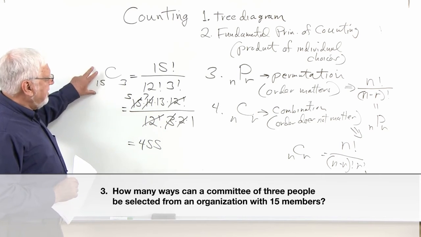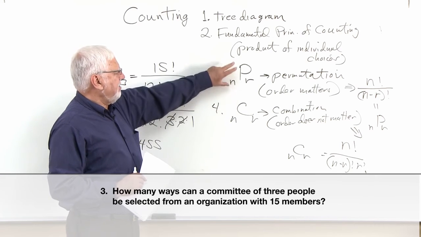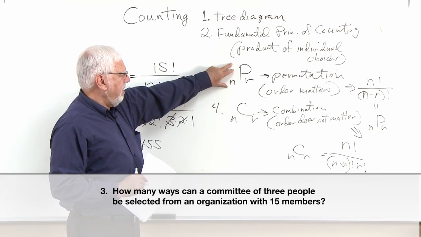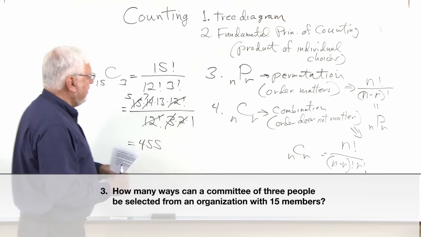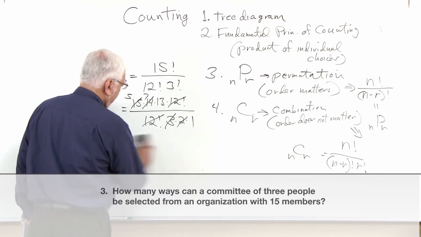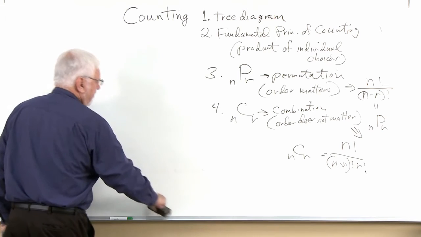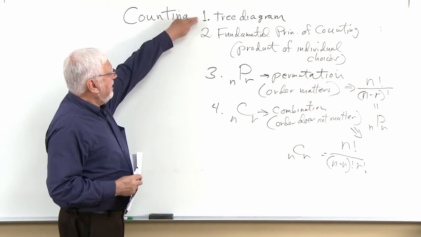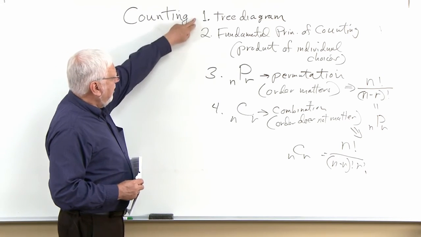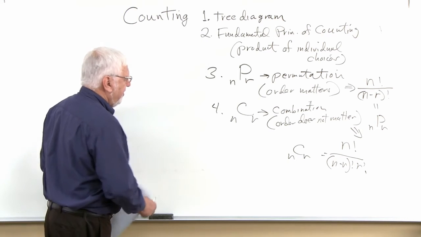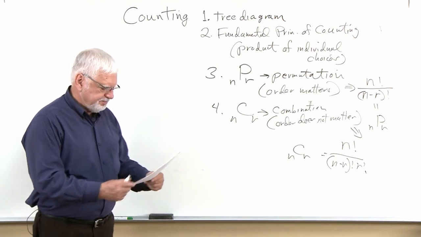So this is a combination because order didn't matter. This is a permutation because order mattered. Now let's look at one more, and you decide which way it is. Now the way to do this is always go down from the top down. If you find a way that works, stop there. So let's try this last one.